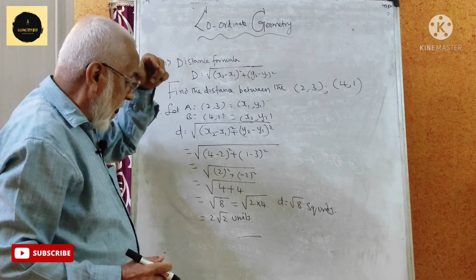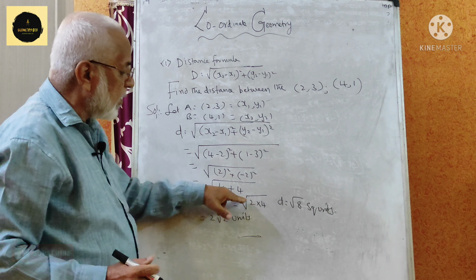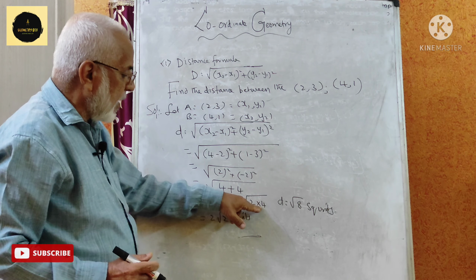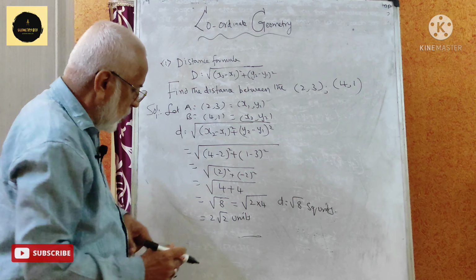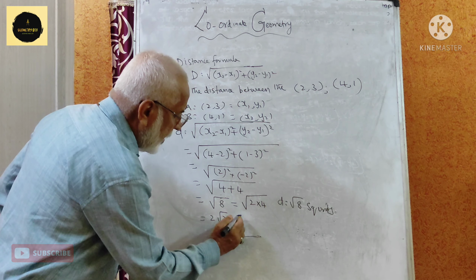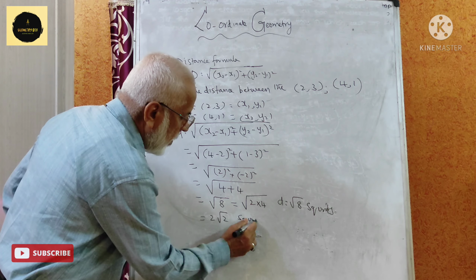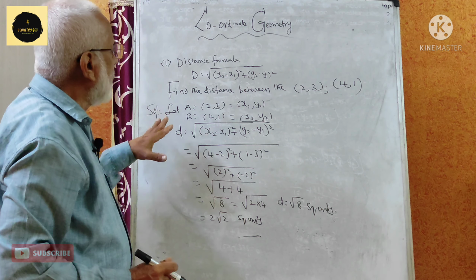Further, if you want to simplify, I can split 8 as 2 into 4, because 4 is a perfect square. If I bring it outside, it becomes 2 root 2 units. This is one of the standard formulas.